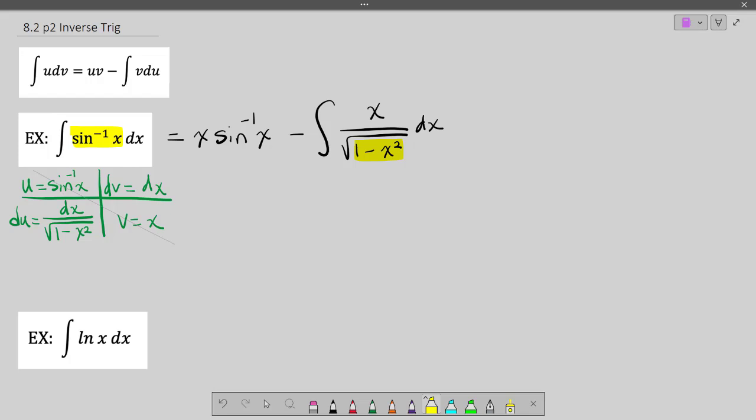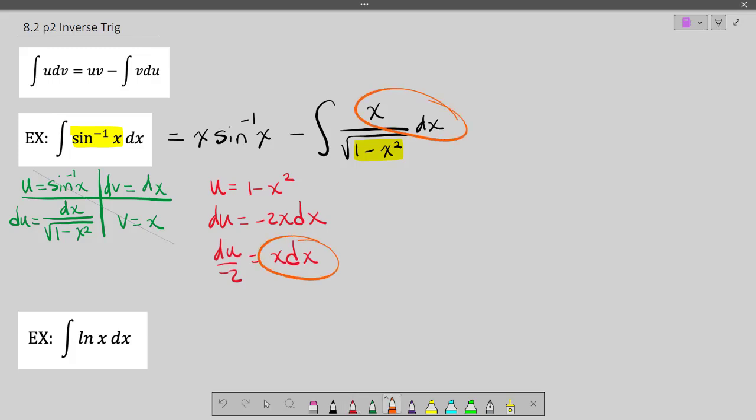So we're going to let u equal 1 minus x squared. This is a regular u sub here, not an integration by parts substitution. So we do this kind of thing. And we are going to divide both sides of this by -2 because we want to isolate x dx. We're trying to get this to match. There's an x dx, there's an x dx. Those match. So that's going to allow us to replace that whole numerator with du over -2.